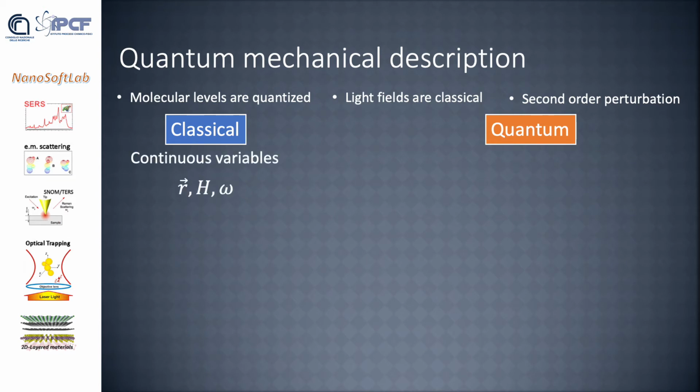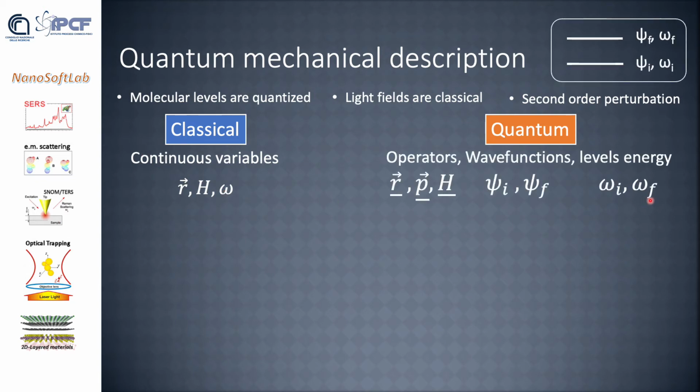First, in the classical approach, we have continuous variables. The position, the Hamiltonian, the frequency, all these quantities are continuous variables. While in the quantum picture, the variables are operators. We have wave functions and we have discrete levels. We typically start from an initial energy level of energy omega_i and we end up in a final energy level with energy omega_f.